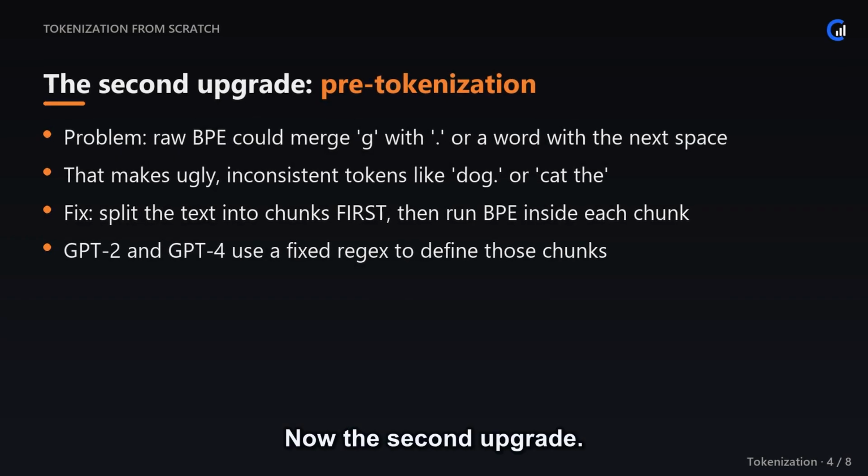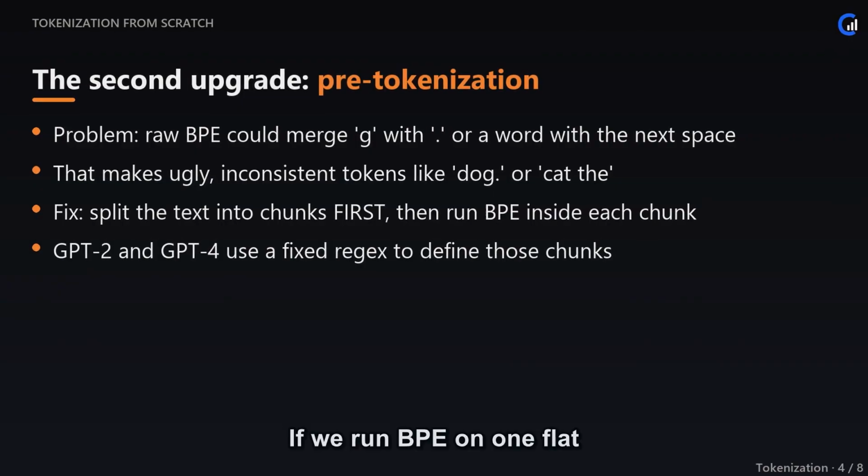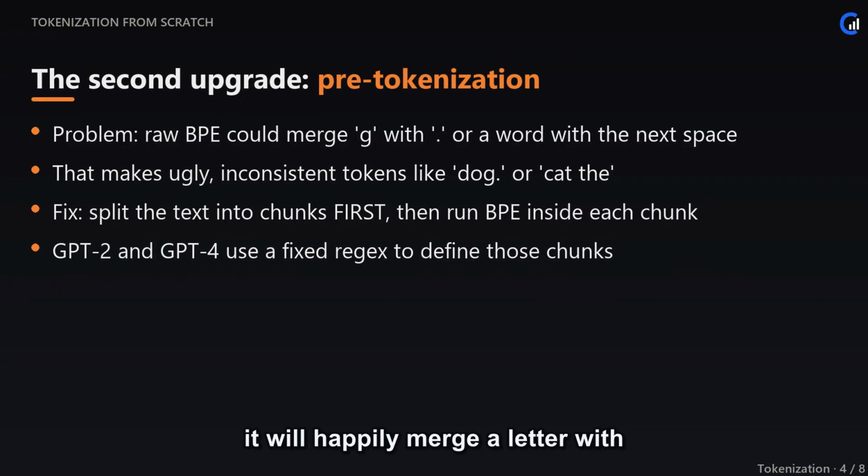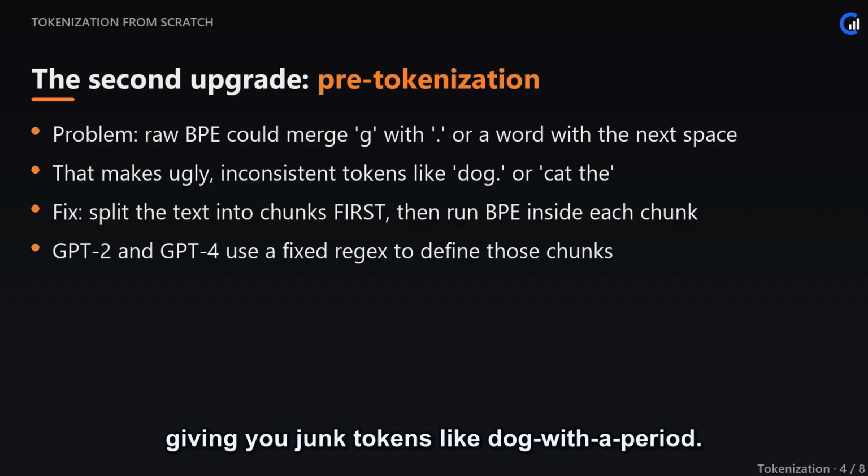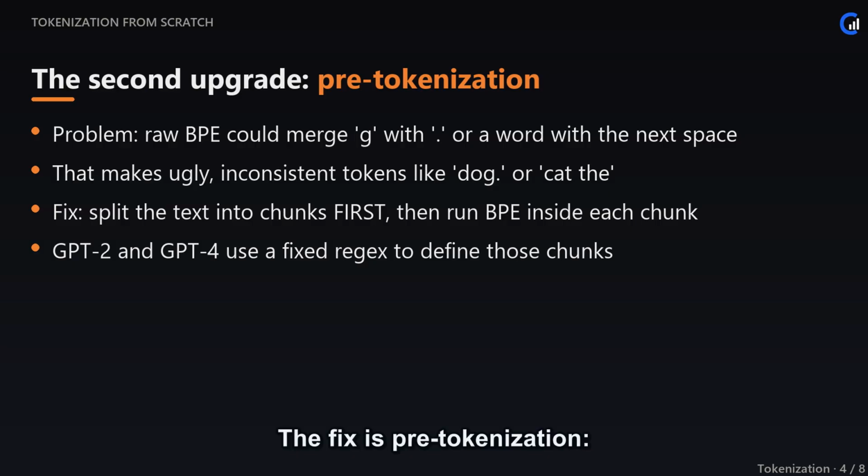Now the second upgrade. If we run BPE on one flat stream of bytes, it will happily merge a letter with the punctuation or space next to it, giving you junk tokens like dog with a period. The fix is pre-tokenization. Split the text into sensible chunks first: words, numbers, punctuation, runs of white space, and only let BPE merge inside a chunk. GPT-2 and GPT-4 both define those chunks with a single regular expression.